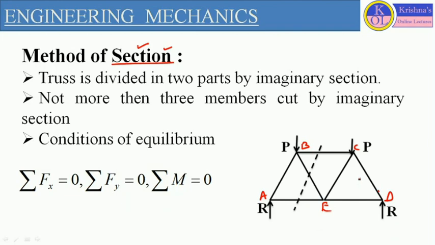So here, for example, we have this particular truss, where there are 5 joints we are considering, and there are 7 members we are considering: AB, BC, CD, DE, AE, BE, and this CE. So 7 members and 5 joints we have. Same diagram I am using, and it is subjected to 2 external forces P in vertically downward direction at point B and C, and it is supported at point A and D.